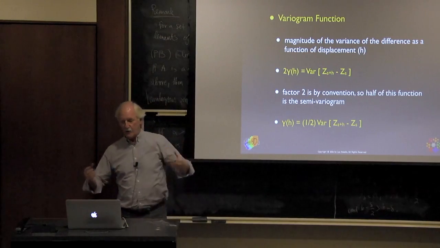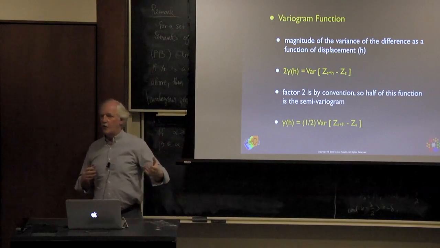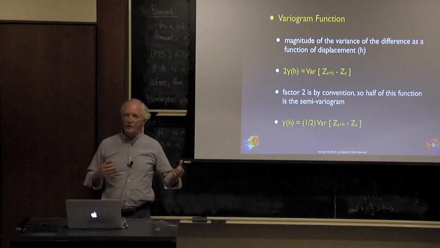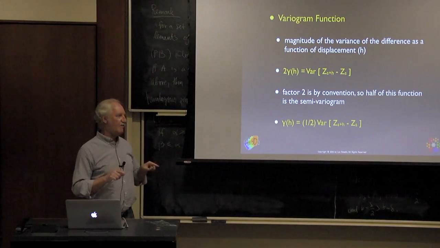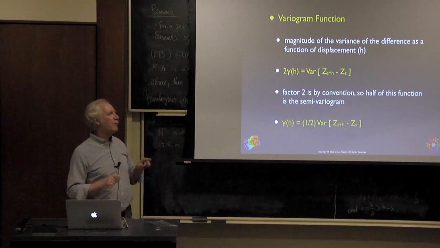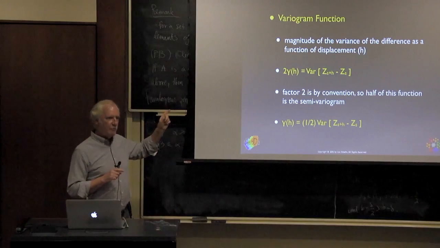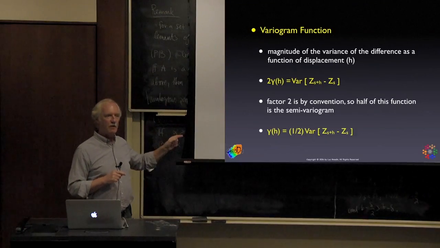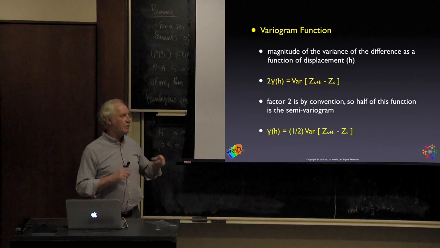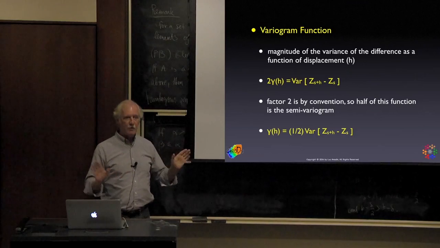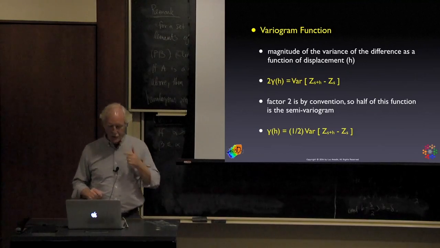Now, whether you take 1/2 or the whole thing, it doesn't really matter. It does matter when you use software that you know what it is that they're giving you. Because some software will give you the variogram, some software will give you the semi-variogram. One will be double the other, right? So as long as you know which is which, you're fine. But it is a convention.